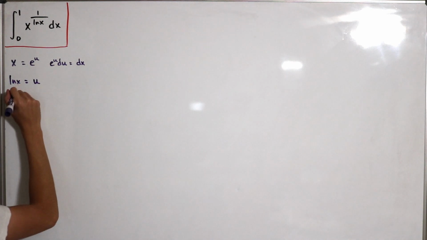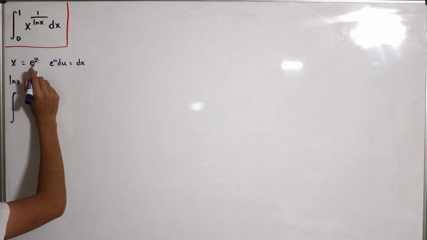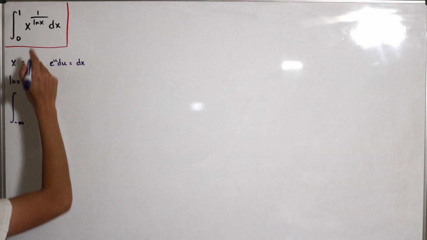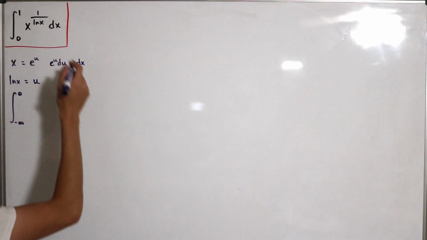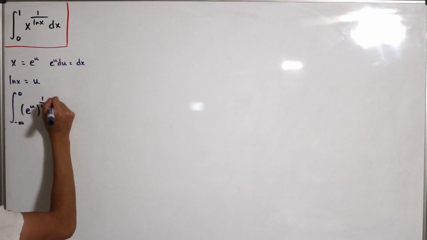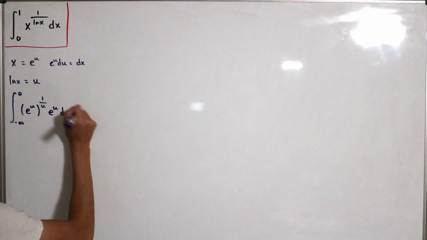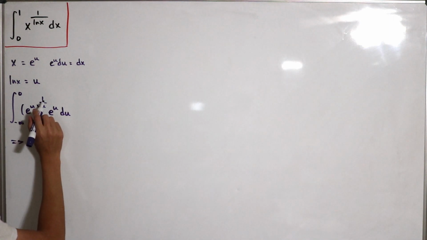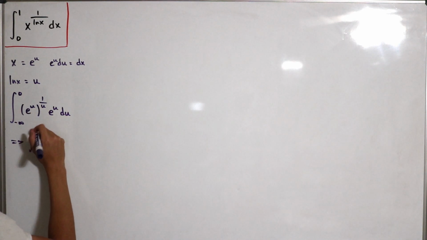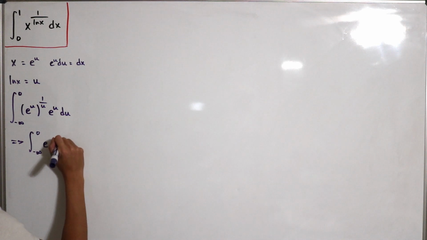All right, now we plug into our new integral. When we plug 0 in for x, we see that u approaches negative infinity. And when x equals 1, u is 0. We plug in x equal to e to the u, with our exponent 1 over u, and then multiply by our dx substitution, which is e to the u du. If we use the exponent rules, the e^u to the 1 over u just cancels out to e. So we have the integral from negative infinity to 0 of e times e to the u du.